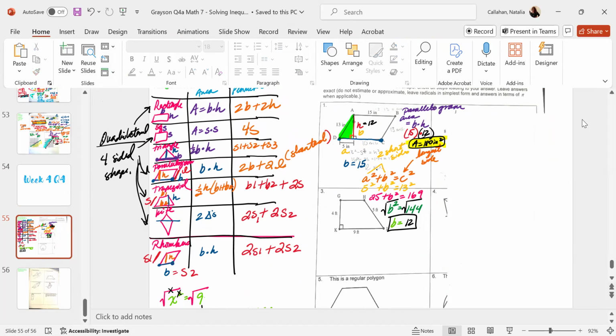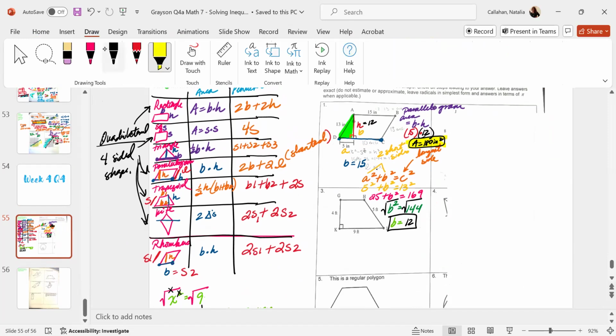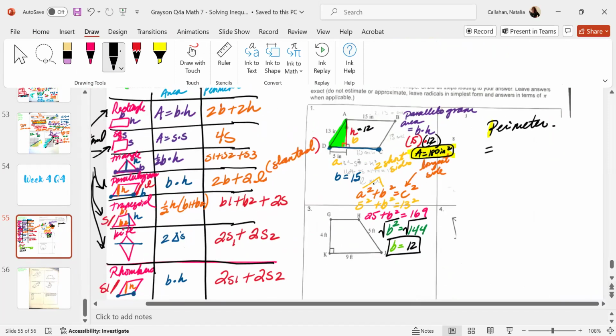Okay. Now that I found the area, I need to find the perimeter, correct? All right, so to find the perimeter, you just need to add all the sides together. How many sides are there? There's 4. 4 sides. We'll label the sides. Side 1 is AB, right? What's the second side? BC. Good. What's side 3? What's the last side? Good job.